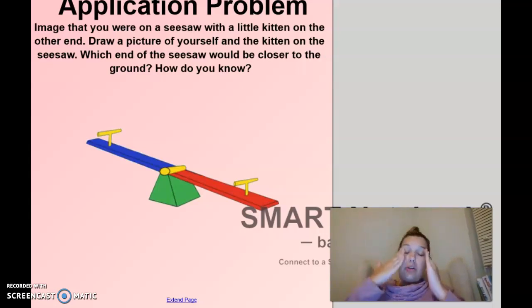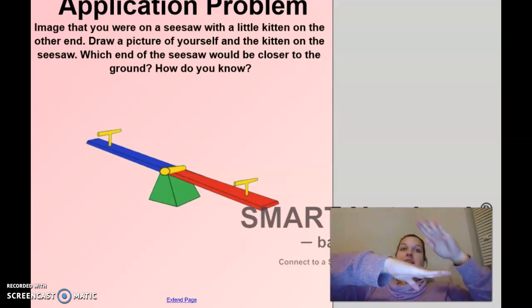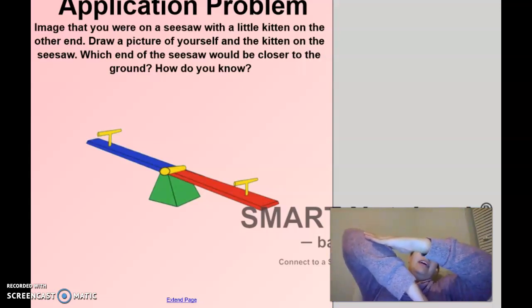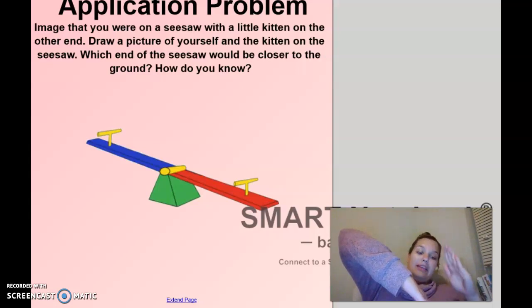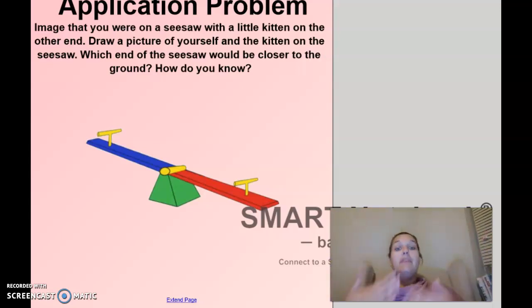So I want you to close your eyes and imagine you are on a seesaw. And remember, a seesaw starts like this, and then when things get heavier, they go to the ground, and the lighter thing goes up. Then the heavier one has to push this up, and the lighter one comes down. And then the heavier one will bring it down. It goes back and forth like this. Very similar to a balance. So the heavier thing always comes closer to the ground.